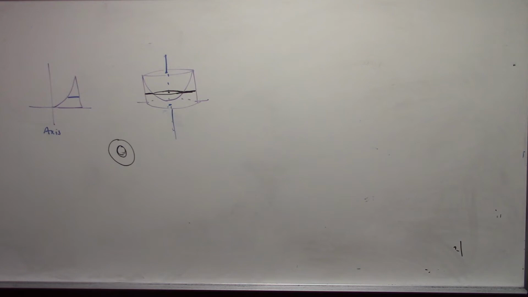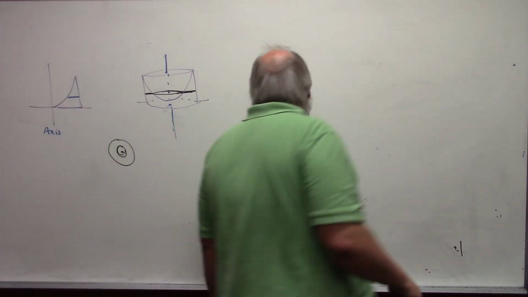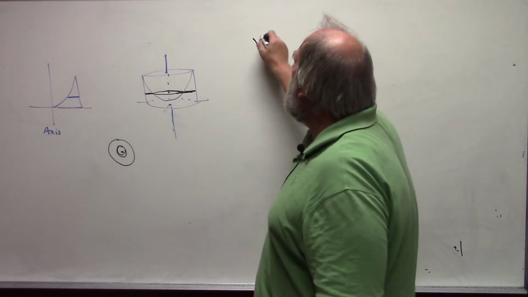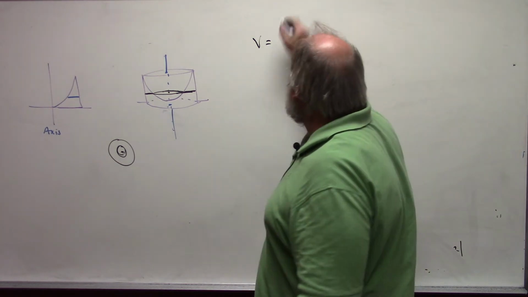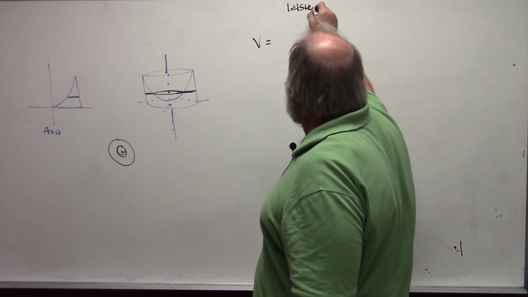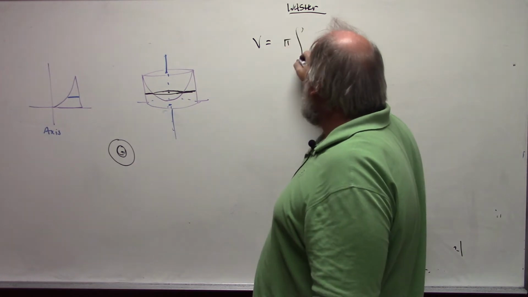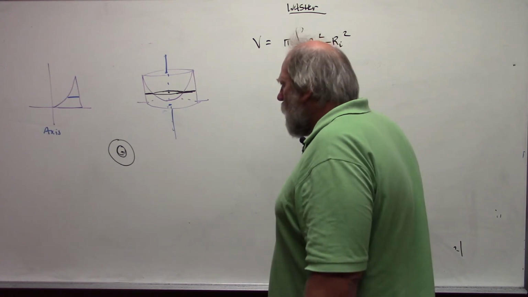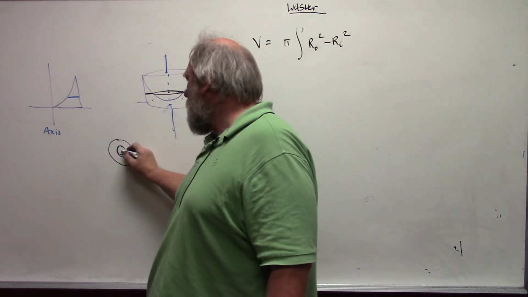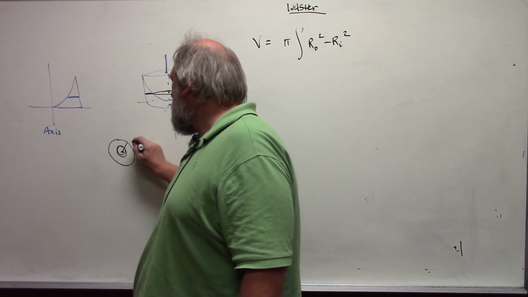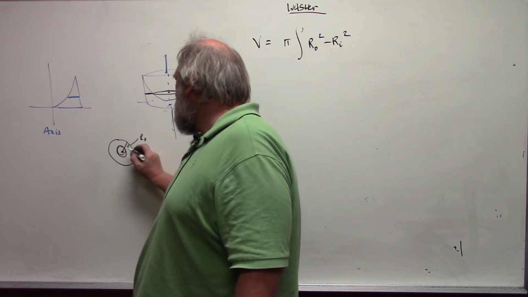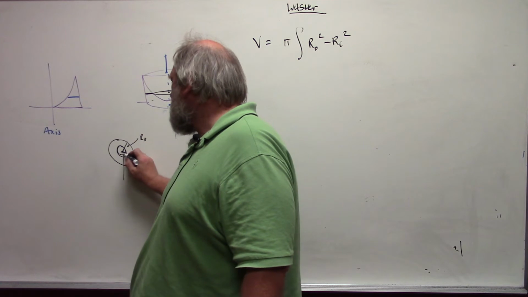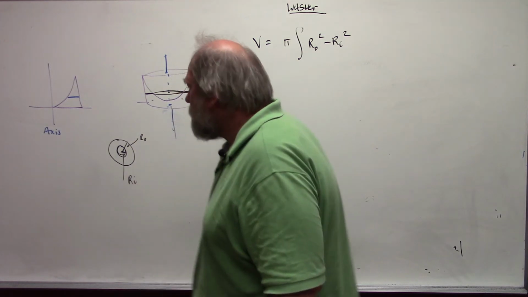And so given that this is the situation, it should make sense that the volume using the washer method has the form pi integral of r sub o squared minus r sub i squared, where r sub o represents my outside radius, the radius to the outside function, and r sub i represents the radius to the inside function.